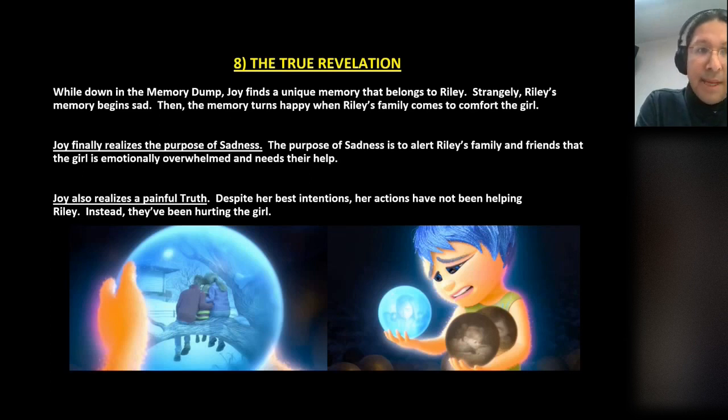Step 8, the true revelation. While down in the memory dump, Joy finds a unique memory that belongs to Riley. Strangely, Riley's memory begins sad, and then the memory turns happy when Riley's family comes to comfort the girl. Joy finally realizes the purpose of Sadness. The purpose of Sadness is to alert Riley's family and friends that the girl is emotionally overwhelmed and needs their help. Joy also realizes a very painful truth. Despite her best intentions, her actions have not been helping Riley. Instead, they've been hurting the girl.